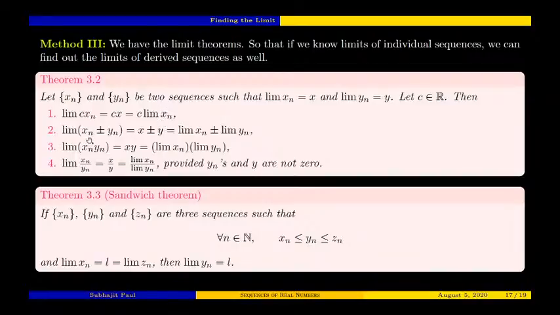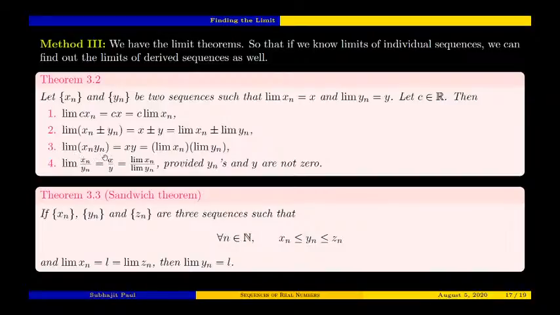The limit of xn plus or minus yn is x plus or minus y. So the limit breaks algebraically. The limit of xn plus yn breaks into the individual limits: limit xn plus limit yn, and limit xn minus limit yn. Just like that. This is also true for multiplication as well.